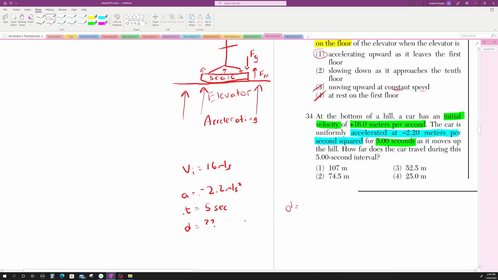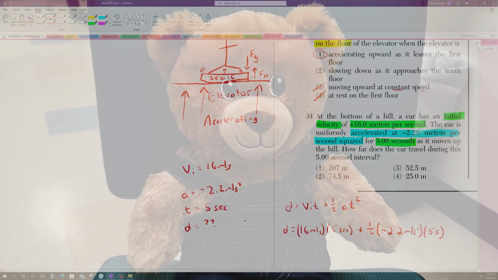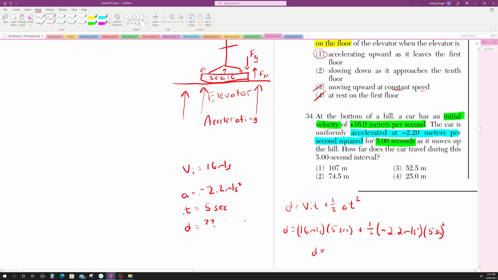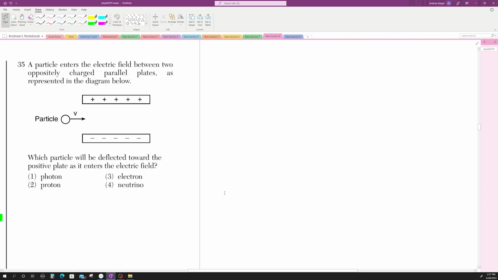So D is equal to VIT plus 1/2 AT squared. D is what I'm solving for. My initial velocity is 16 meters per second. My time is 5 seconds. Plus 1/2 of my acceleration, which is negative 2.2 meters per second squared. And my time, once again, is 5 seconds. But don't forget to square it. You end up with a distance of 52.5 meters.